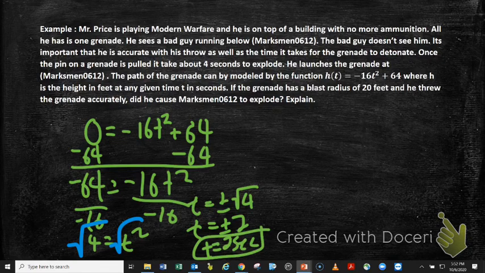So I really should have specified how long it takes to hit the ground instead of trying to be creative here. But anyways, that's how we would approach a problem like that, looking at when a grenade hits the ground, finding the time for that. So that is solving by the square root.